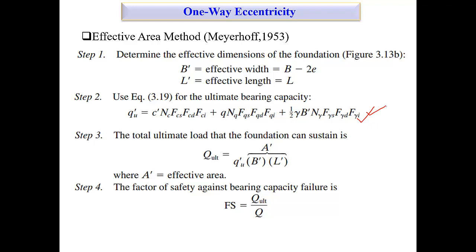You understand or not? Yes, sir. Okay, so by using Meyerhof equations we can find out the effective area. The effective area dimension is already given here. And what is this effective area? B minus 2e. So if the eccentricity is in the B direction, at that time we consider B minus 2e.